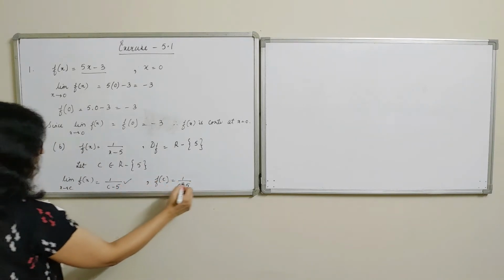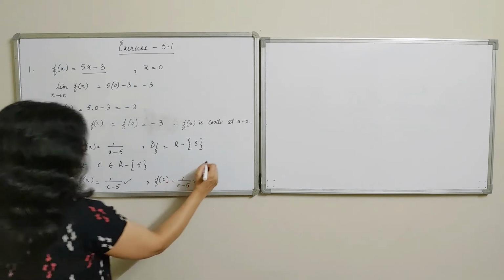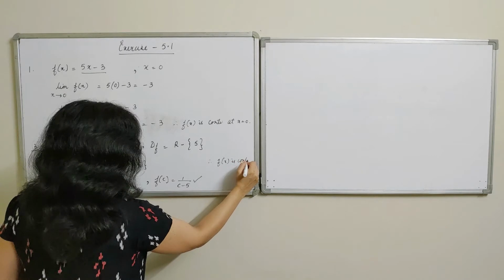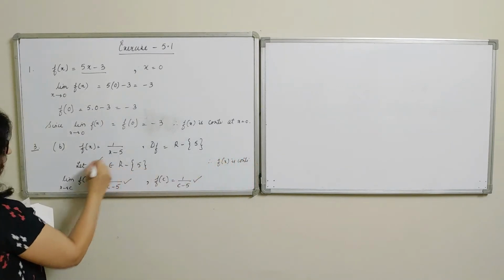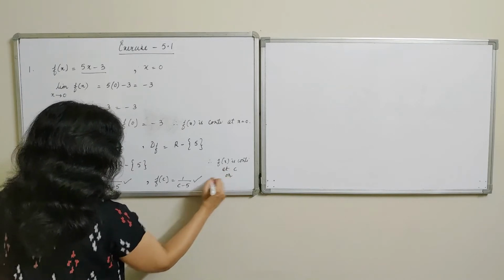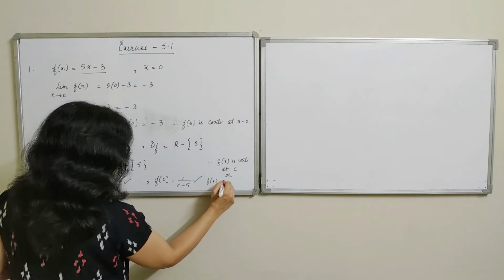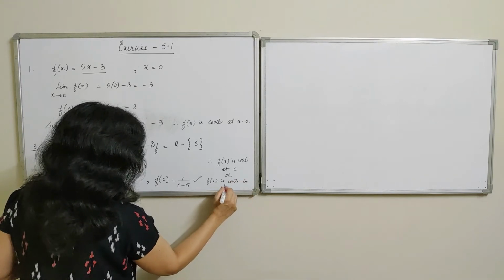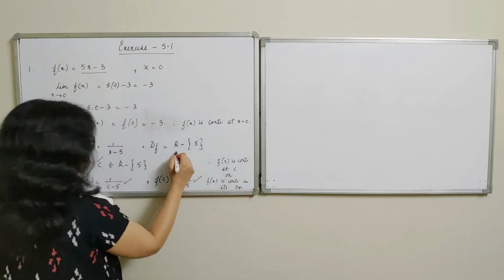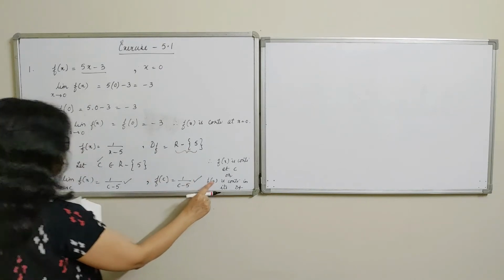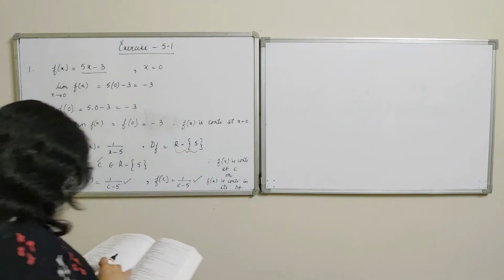The limit and the value are the same. Therefore, you can write down that the function is continuous at the point C, or you can write down that the function is continuous in its domain, and its domain has all real numbers. So at each and every real number, the function is continuous.